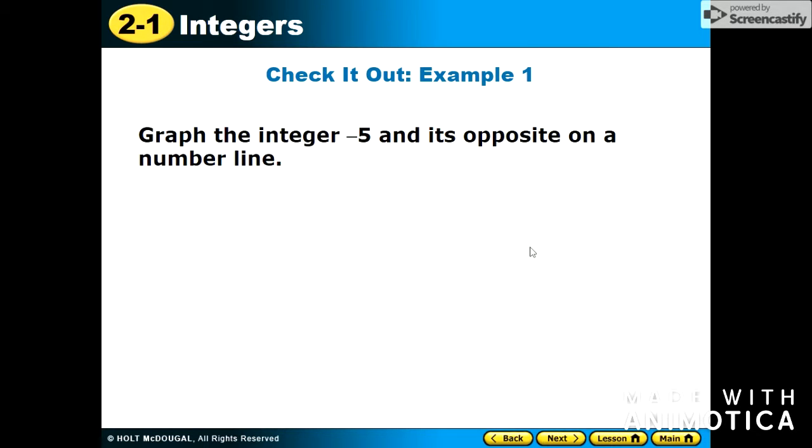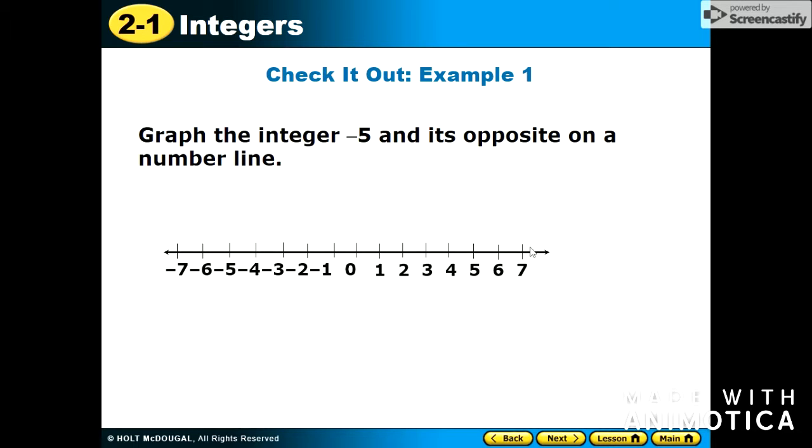Okay, if you flip to the back, this is the check it out on the back. It says graph the integer -5 and its opposite on a number line. So start by drawing your number line. Sometimes you have to draw a number line on your homework. Okay, so this one goes from -7 to 0 to +7 again. So graph -5. Okay, and the opposite of -5 would be +5. They're both 5 away from 0.